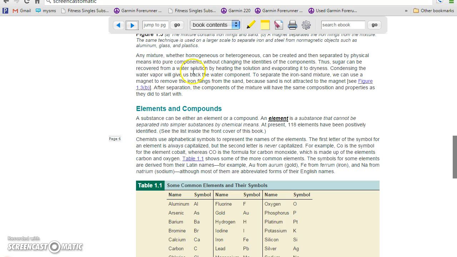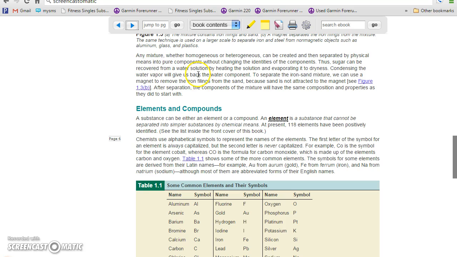Thus, sugar can be recovered from a water solution. I think sugar can be recovered from a water-sugar solution by heating the solution and evaporating it to dryness. Better do that carefully to avoid decomposition, right? Making caramelized sugar. Condensing the water vapor will give us back the water component.